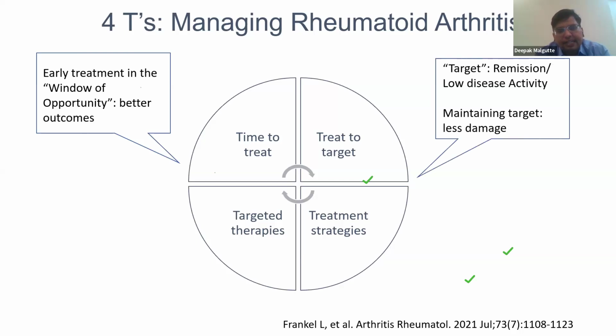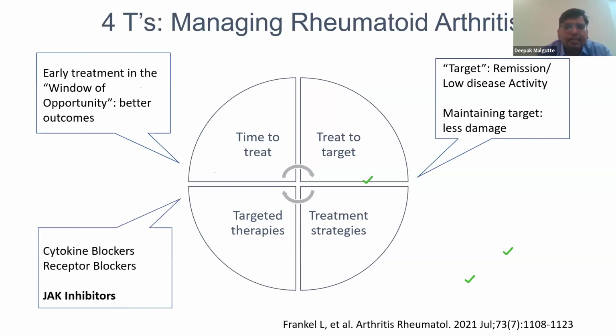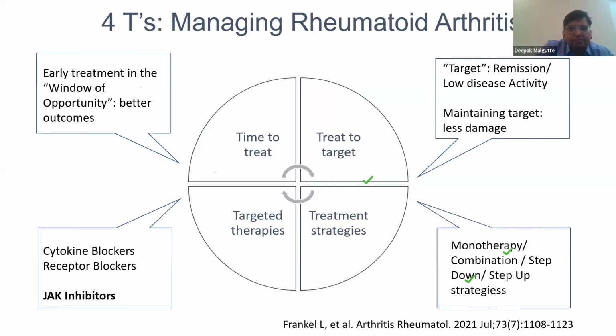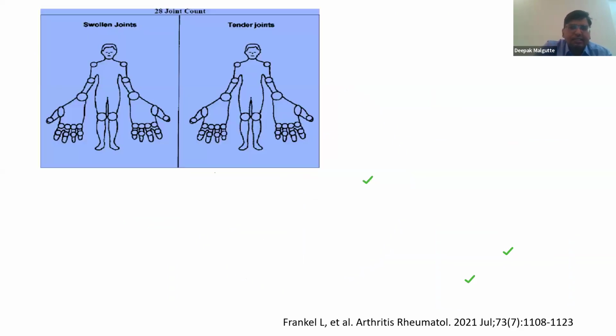And in treating this patient, we need a target. So we target either remission or low disease activity in a stipulated time. And for that, we use various targeted therapies right now, like biologics and JAK inhibitors. And we should use various treatment strategies: either we begin with monotherapy, combination therapy, step down, or step up strategies, which we'll see.